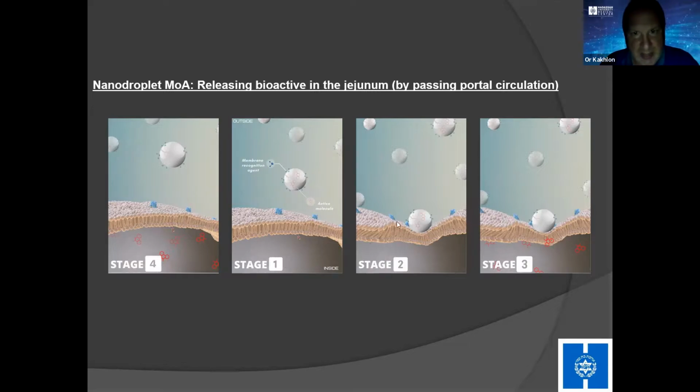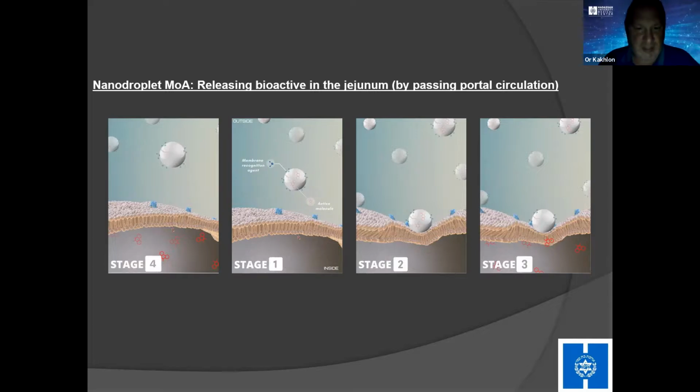You can see here the binding. You can see that only the bioactive crosses the membrane, and then the vehicle, the excipient, continues on in the digestive tract. Importantly, it only interacts with the jejunum, so it's very distal in the GI tract, and therefore you can bypass the portal circulation and possible metabolization of the drug, of GHF201 in this case.